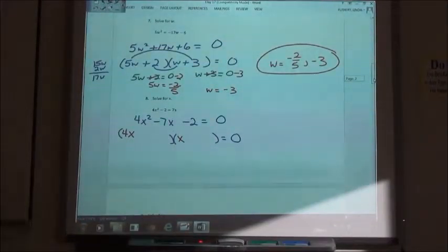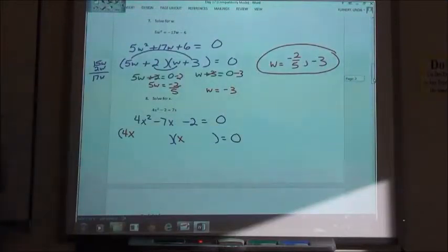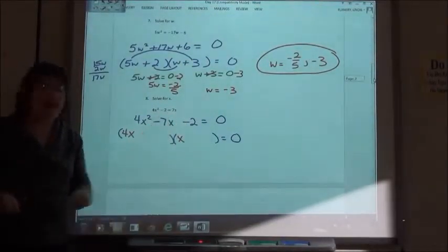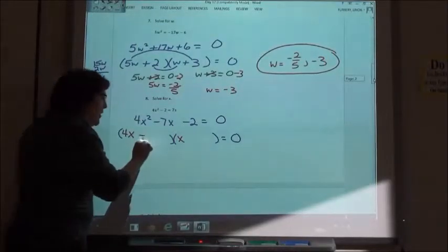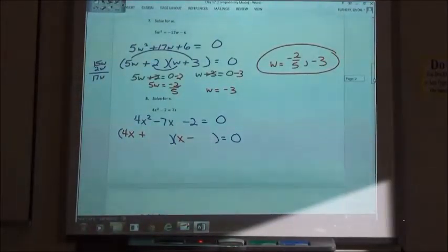Now, thinking about my signs, what sign should I have? A plus and a minus, because the end is negative. If the end is negative, you've got one of each. Now, we don't know which order they go. We might have to switch them. We're just going to guess and then check.